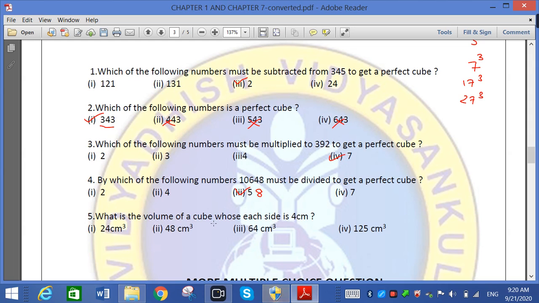Now, what is the volume of a cube whose each side is 4? So the volume of a cube is equal to a to the power 3.